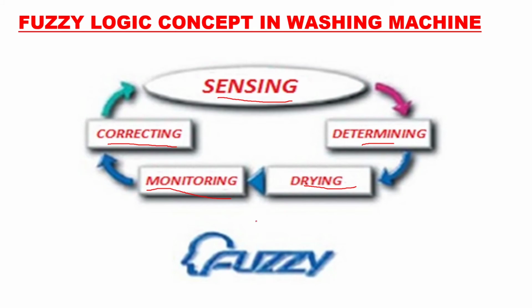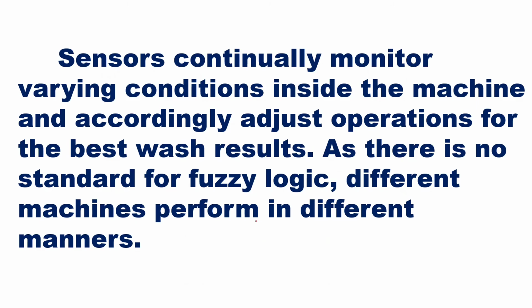You're going to sense the parameters, and depending upon those parameters, optimize action. That is, not wasting anything, using water, soap, and detergent without wasting them to effectively clean that particular type of cloth. Okay, that is the optimization concept which comes due to fuzzy logic concept in washing machine. Then the definition for that is: sensors continually monitor varying conditions inside the machine and accordingly adjust operations for the best wash results.